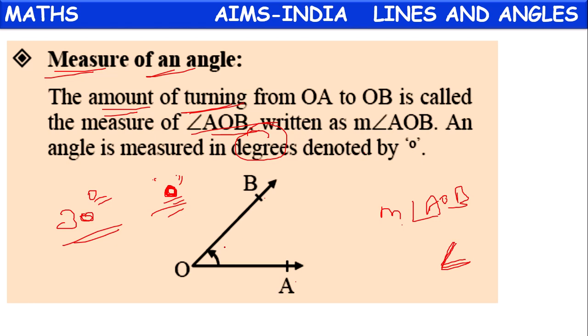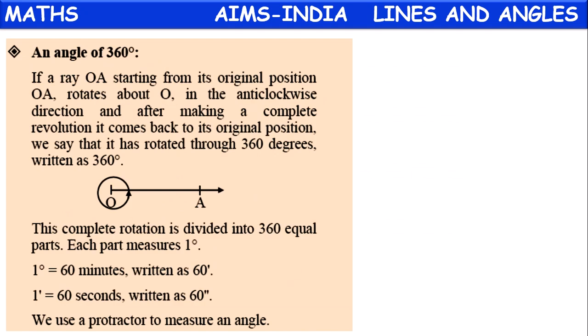So if you take a compass, with the help of a compass we can measure angles. So here, an angle of 360 degrees. What part is considered as 360 degrees?